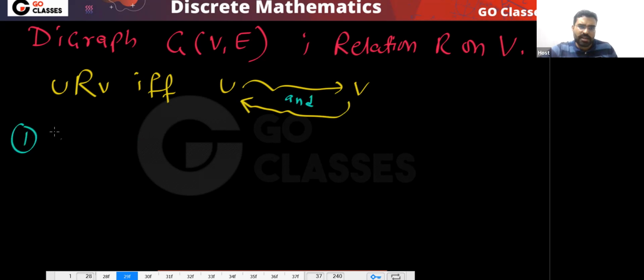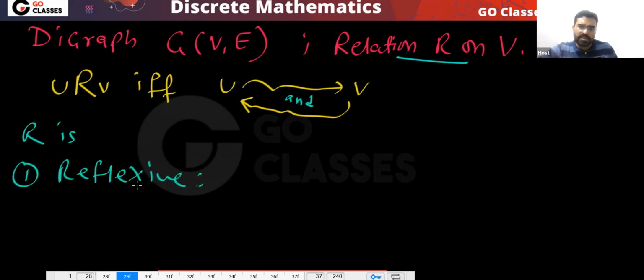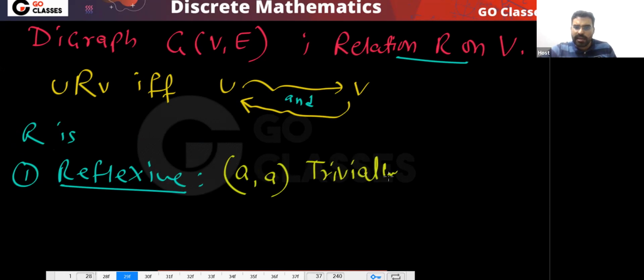Now you can notice this relation R is reflexive. Why is this reflexive? Because I can say that A is related to A trivially. I can say A is connected to A trivially, with a path of length 0.